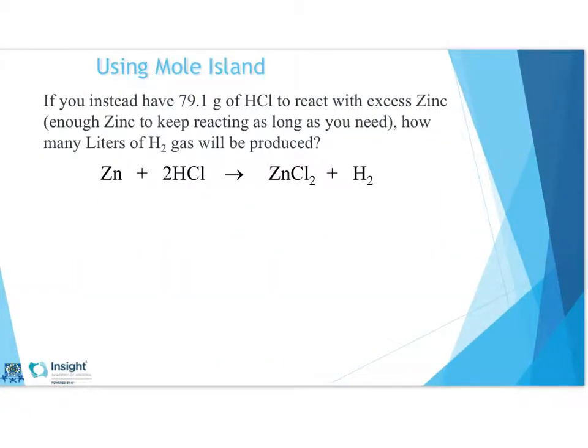So let's do another one. Let's say this time instead we have 79.1 grams of HCl, and we're going to react with excess zinc. Alright, so again, this time HCl is our limiting reactant. We have way more zinc than we even need. And we're going to find the same product, liters of gas. So 79.1 grams HCl.